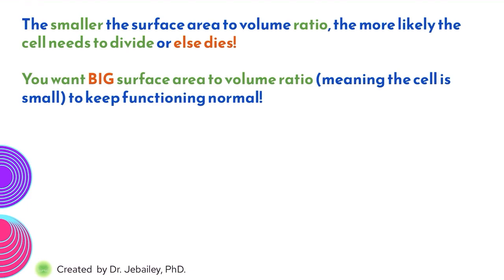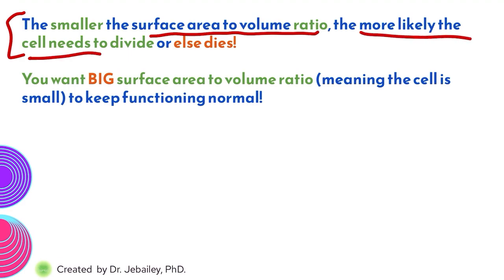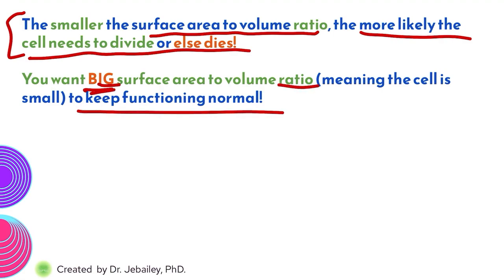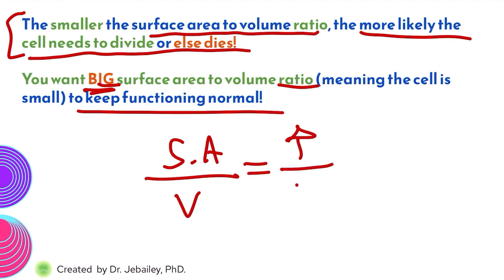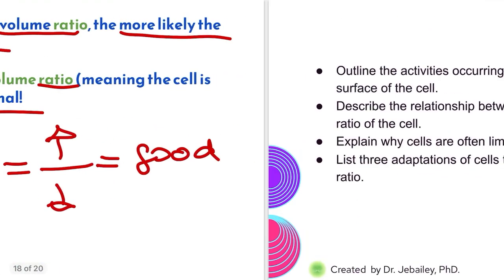So, as we said, here's a sentence. The smaller the surface area to volume ratio, the more likely the cell will have to divide or it dies. And the bigger the surface area to volume ratio, the smaller the cells are, and this means they are functioning normally. So the equation is always surface area over volume. Remember that. And this side always has to be big, and this side always has to be small in order to get a good result. And that's how you control the cell size.